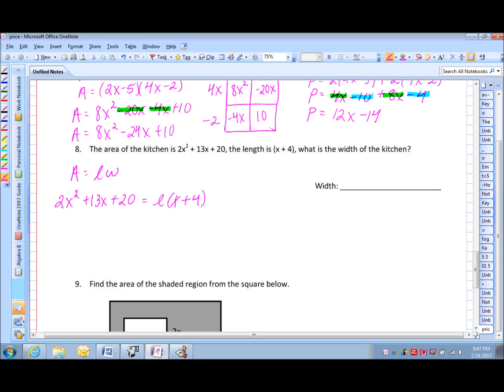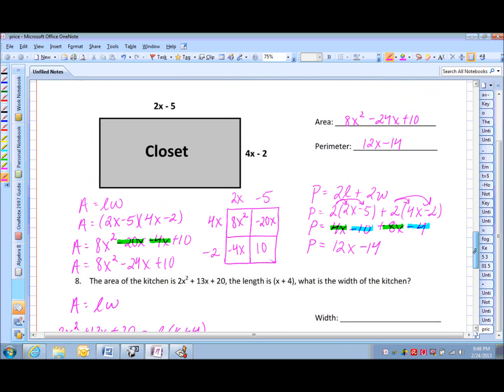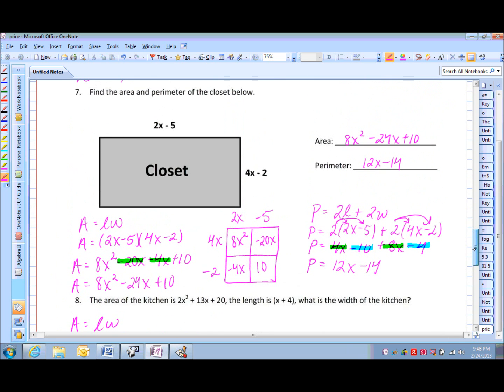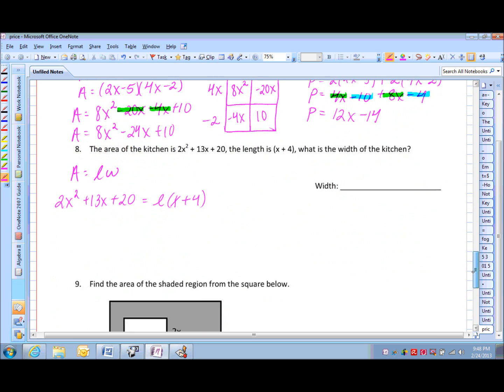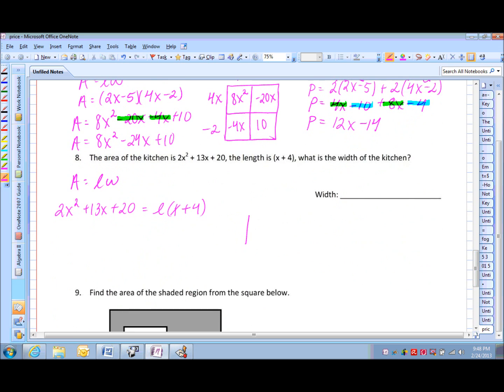Well, in the majority of these cases, we're given the length and the width. For example, in the last problem, we were given the length and the width of the closet. Now we're working backwards. So this is how we do it. I'm going to make my box.